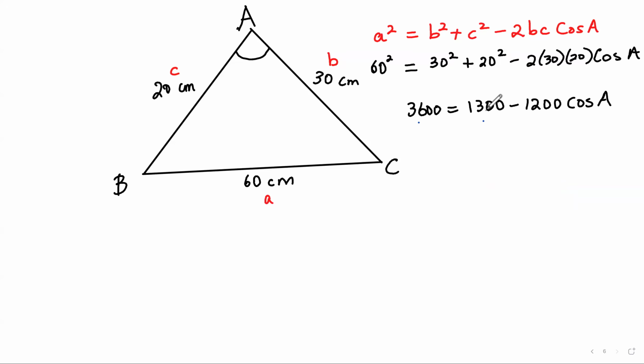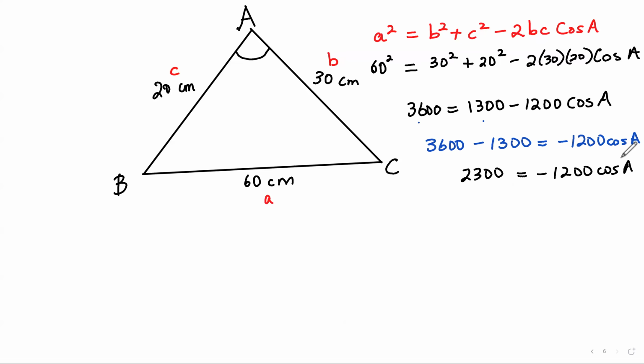So at this point, you would say 3,600 take away 1,300. You'll move the 1,300 to the other side of the equation. So you'll now end up with 1,300 minus 1,300. 3,600 minus 1,300 is minus 1,200 by cos of A. And now you can simplify. 3,600 take away 1,300 is 2,300. So 2,300 is equal to negative 1,200 by cos of A.